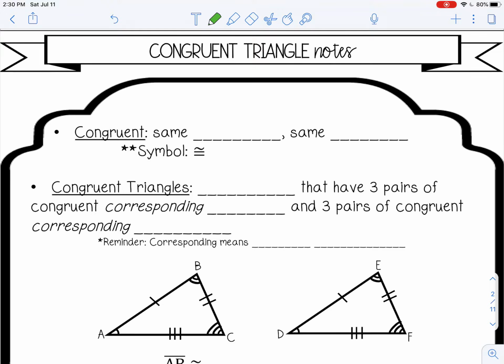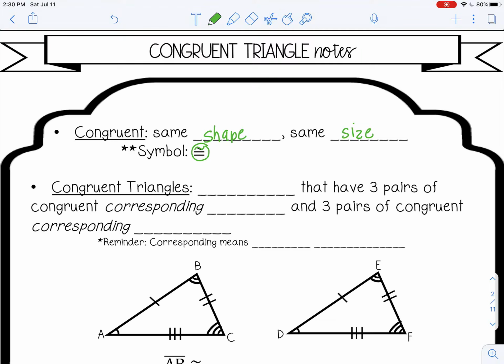Welcome to this lesson on congruent triangles. So let's go over some vocabulary first. Remember, congruent means the same shape and the same size. And the symbol for congruent is an equal sign with a little squiggly mark on top. And congruent basically means equal.